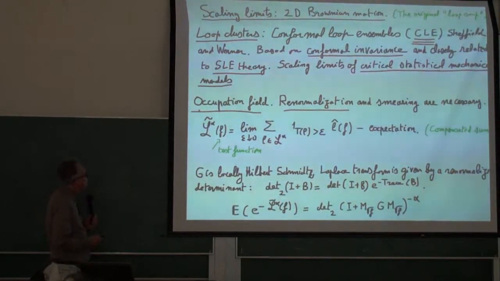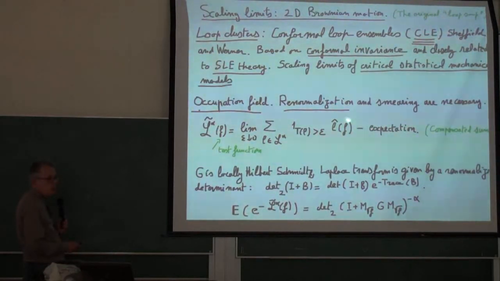The occupation field doesn't make sense directly, but makes sense if you perform renormalization and smearing. So what is it? Well, what you have to do is take the loops which are not too small, so with the duration of the loop larger than epsilon. There is no local time, so you need to look at the occupation field evaluated on a function f, the integral of the function f along the loop. This is what is L hat of f. And then you take the sum of all these numbers, because there are only finitely many such loops.